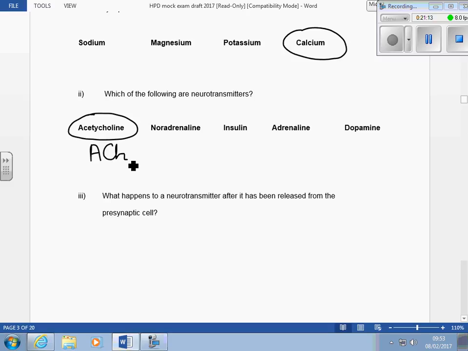Right, is noradrenaline a neurotransmitter? Yeah, it is. Is insulin? No. Is adrenaline? Adrenaline's not a neurotransmitter, really. It's a hormone. Noradrenaline is the neurotransmitter version of it. All right, so adrenaline is a hormone that travels in the blood, isn't it? But noradrenaline in the sympathetic nervous system works in the same way as adrenaline, the hormone.